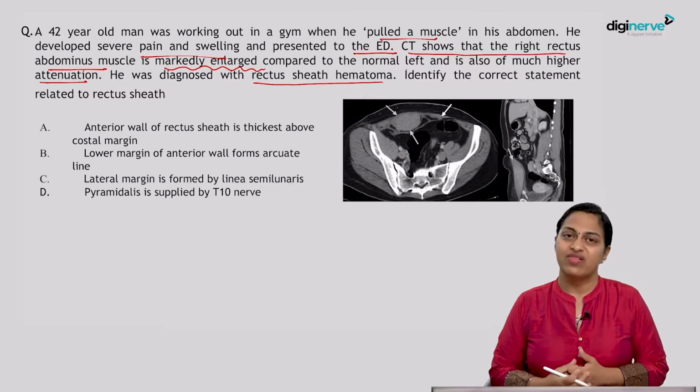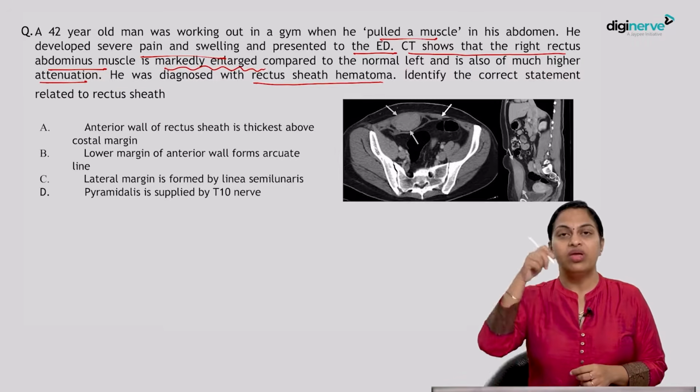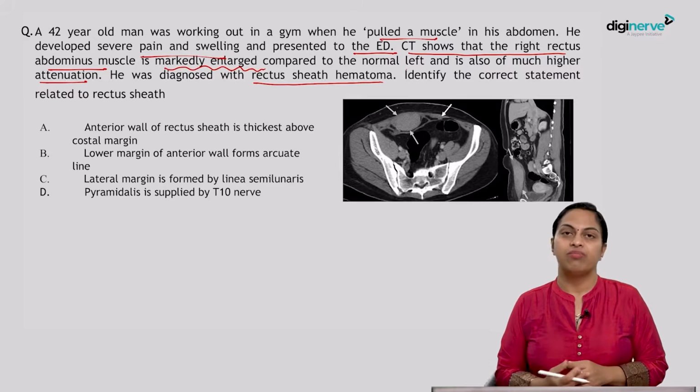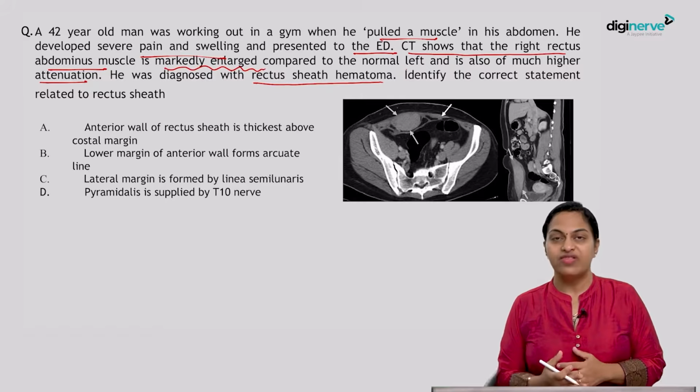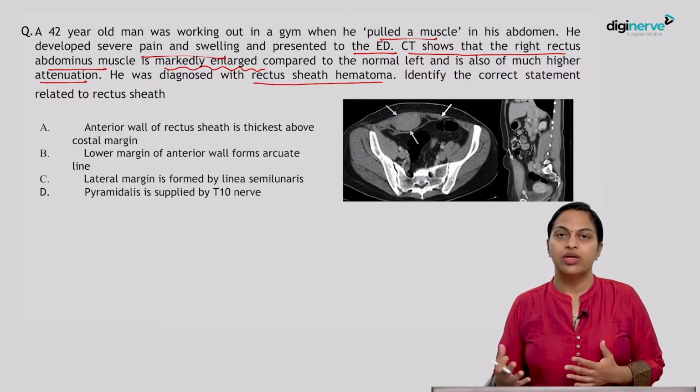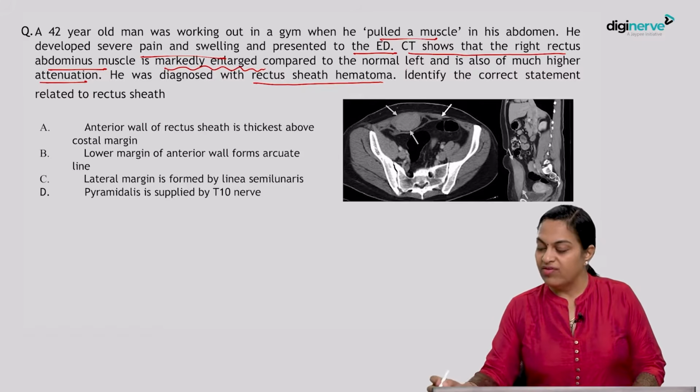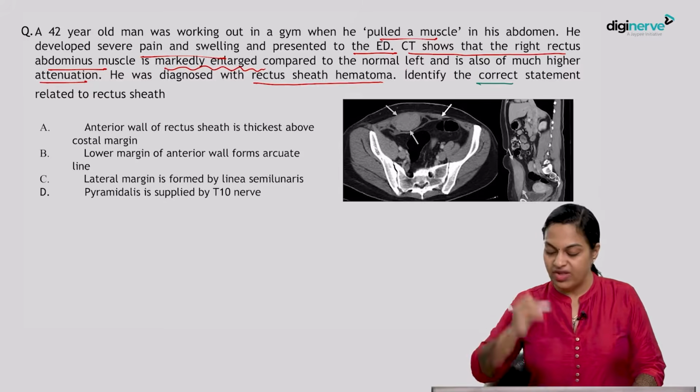So what are the blood vessels within the rectus sheath? The superior epigastric vessels, the inferior epigastric vessels. As we see here, with straining of the muscle, these vessels would have been stretched and ruptured, leading to rectus sheath hematoma. They have asked us to identify the correct statement.